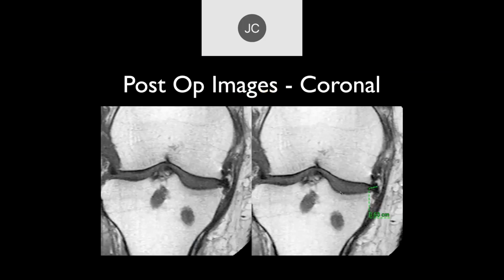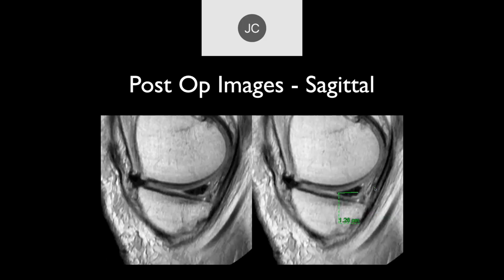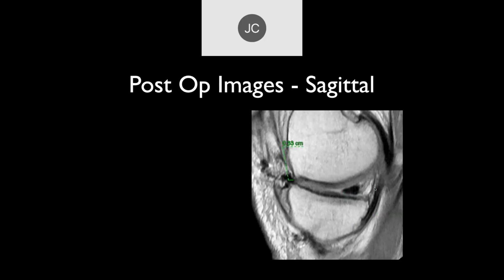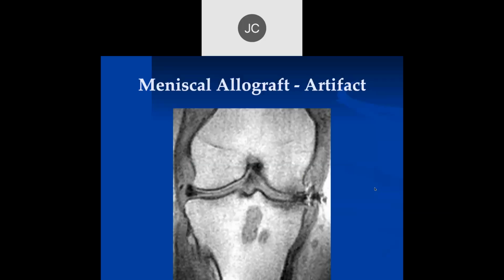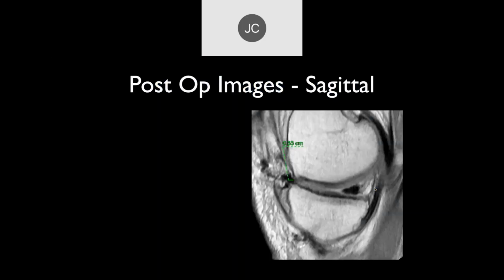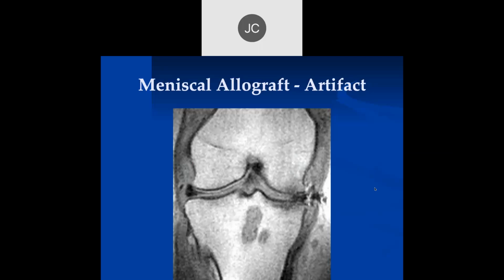The other thing to look at is the size. In one study we did, we measured the size of the body and the different horns and followed those over time, which you can see there. When you start getting degenerative disease of the allograft, you start losing volume within the different components.